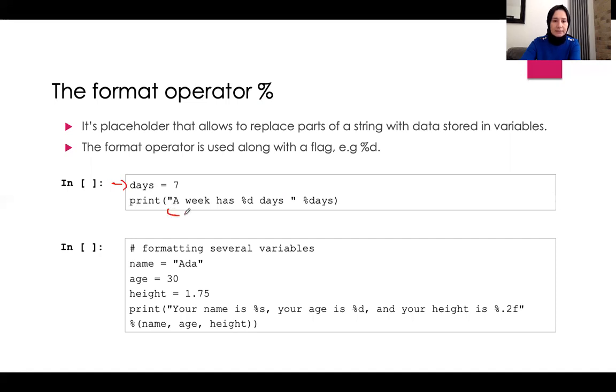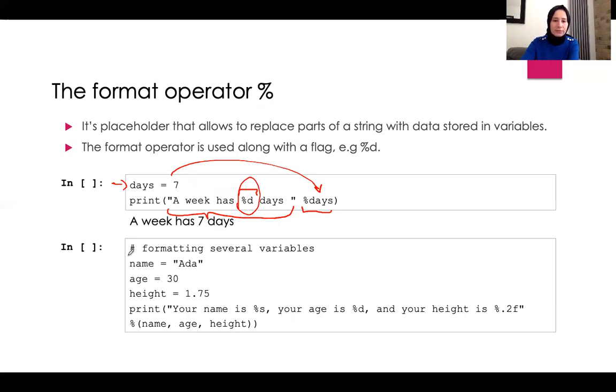And we have a text here, and there is some section that we would like to replace with the data that we have. This is where we use the format operator. Basically, it allows us to replace part of a string with the data stored in variables. And this is how we use it. You put this inside your text, and at the end of this string value, you have to say format and the name of your variable. When you run this piece of code, it will return this one. A week has 7 days.